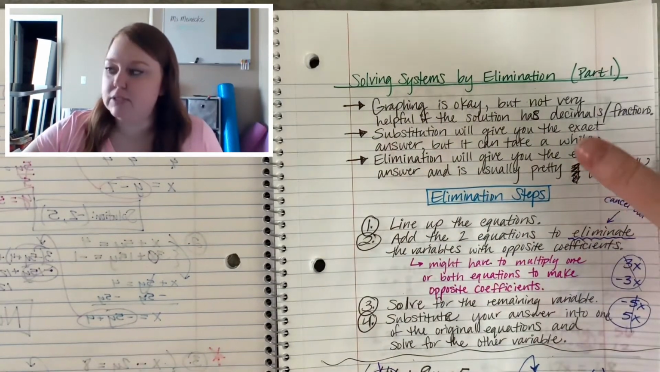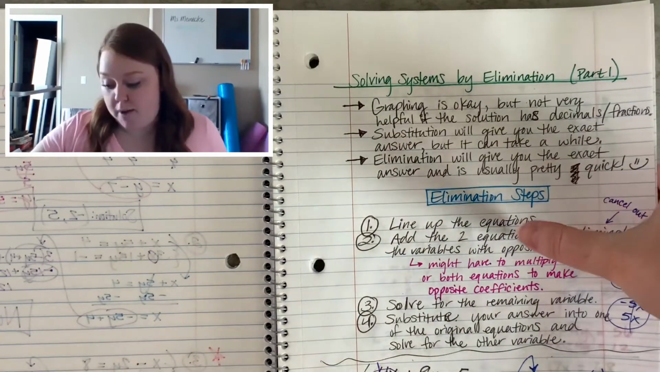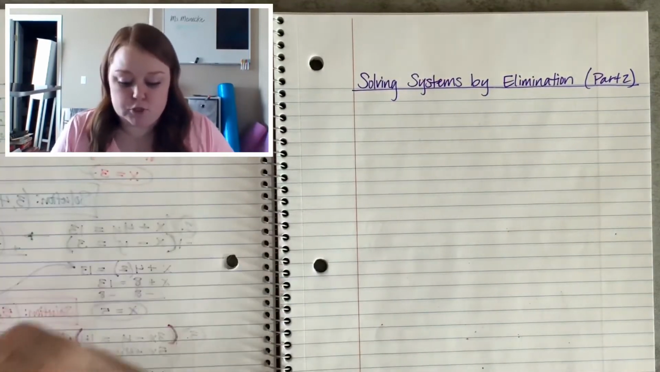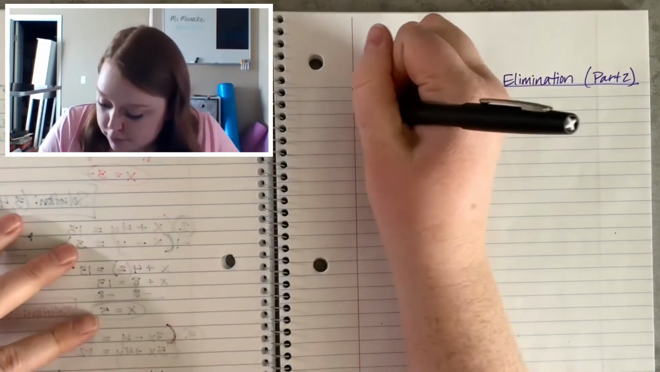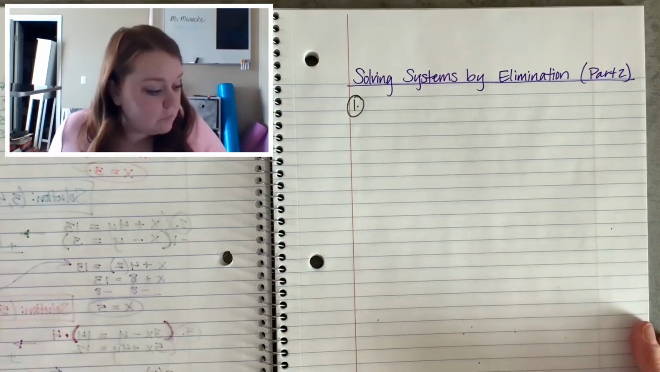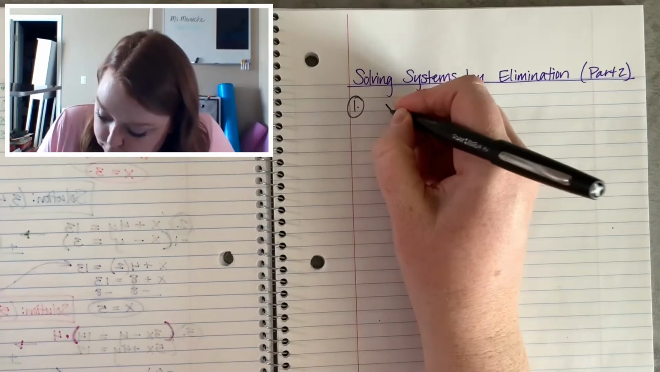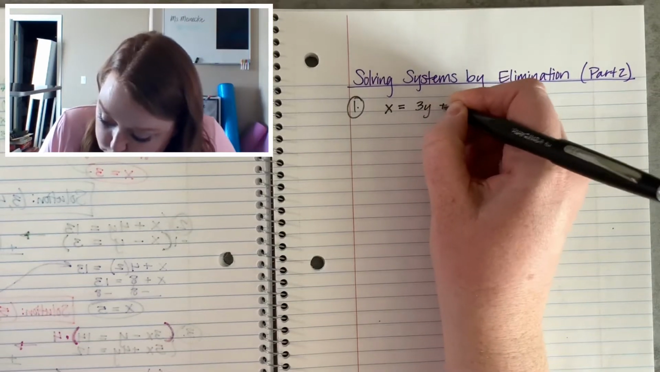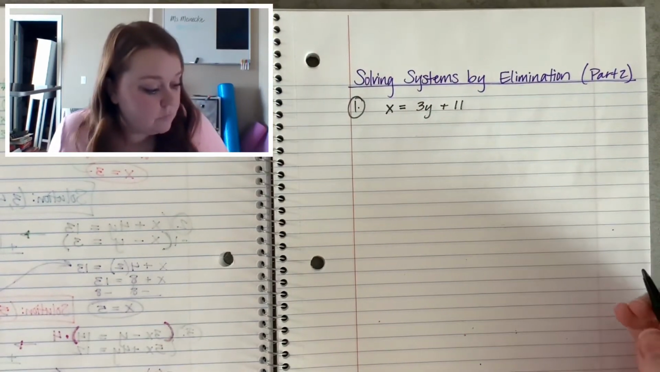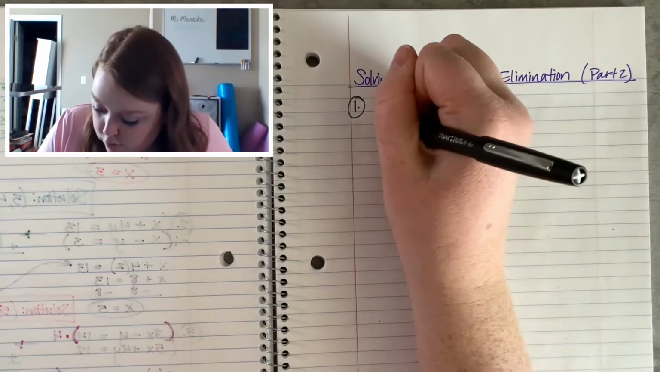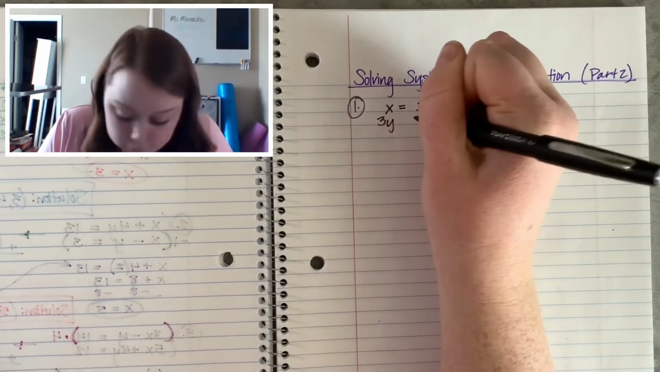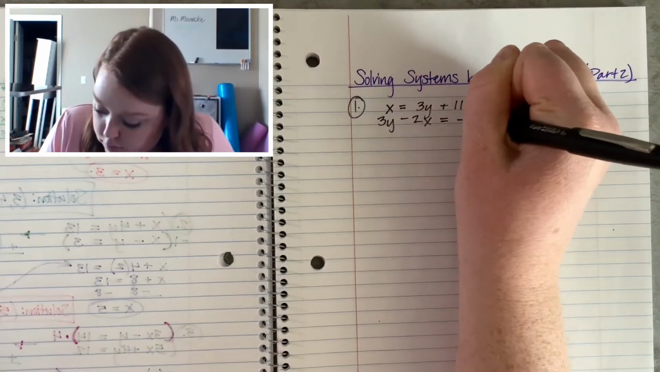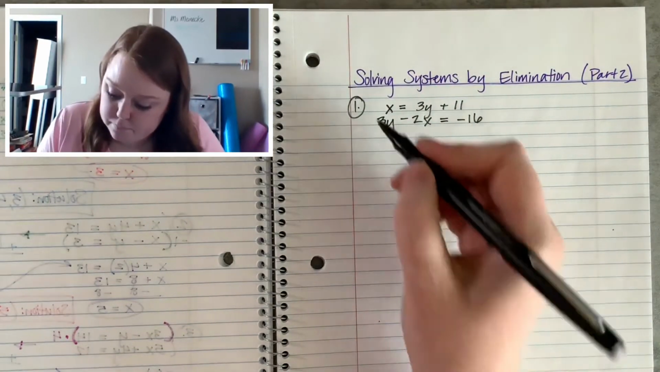We are still following these same steps, or I might refer back to them. We're just going to have a little bit more challenging problems today. So let's go. Number 1. We have x equals 3y plus 11. Second equation, 3y minus 2x equals negative 16.